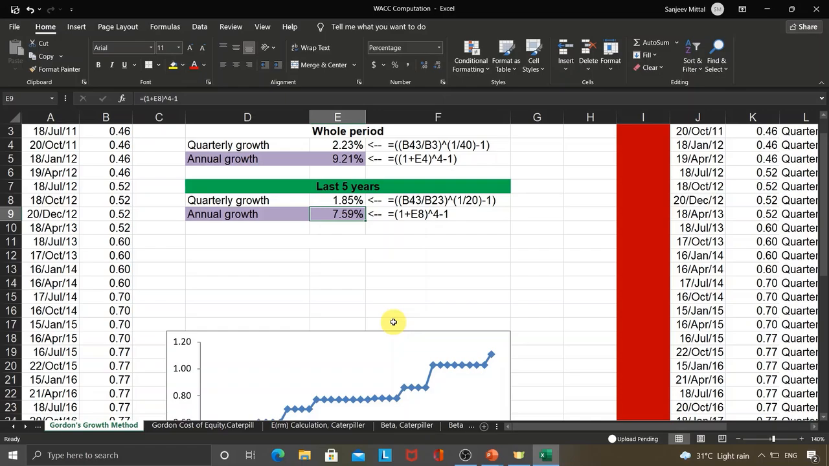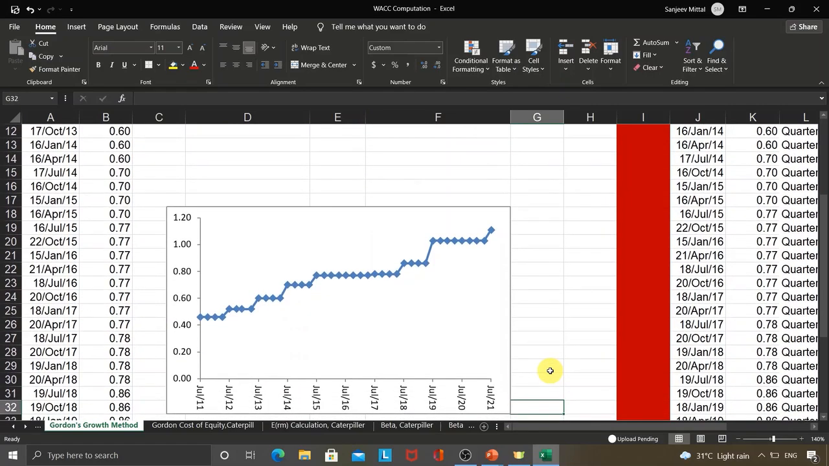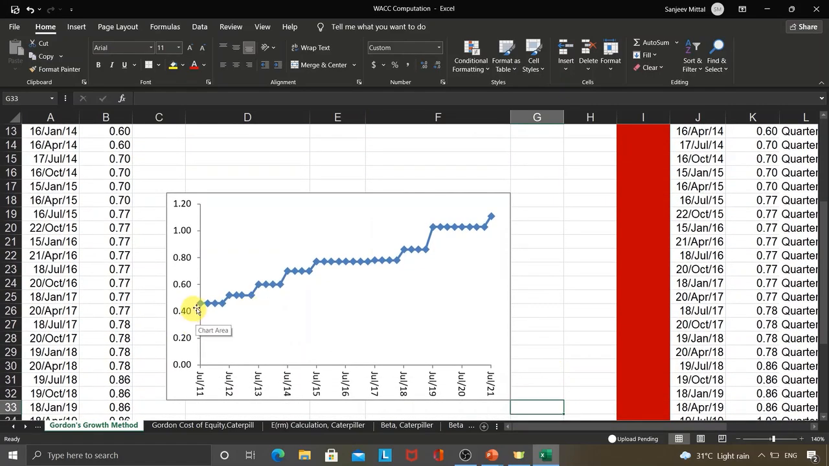After calculating this growth rate, we shall use these details in our major Gordon's growth formula. Along with that, if you see our chart, you can see a good pattern that the dividend has been increasing from 2011 to 2021 in the recent period.